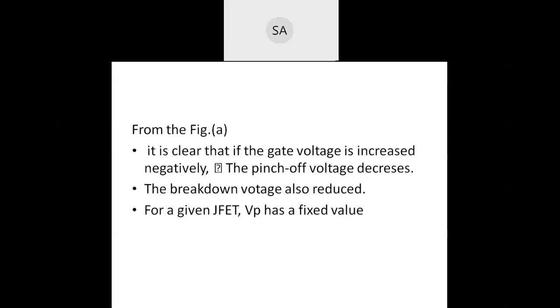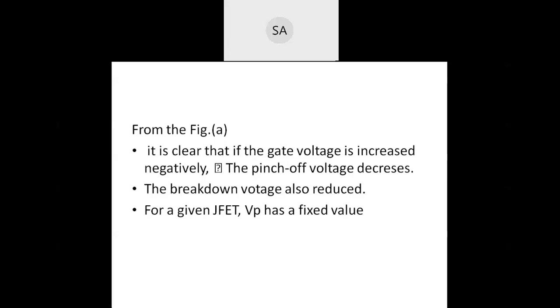The breakdown voltage has also been reduced. Suppose VP is equal to 8 volts, when we are taking the pinch off voltage as 8 volts, then the breakdown will occur at 20 volts or 25 volts. Suppose it occurs at 25 volts, by making VGS equal to a negative voltage, the breakdown may occur at 20 volts also. That means the breakdown voltage also decreases.